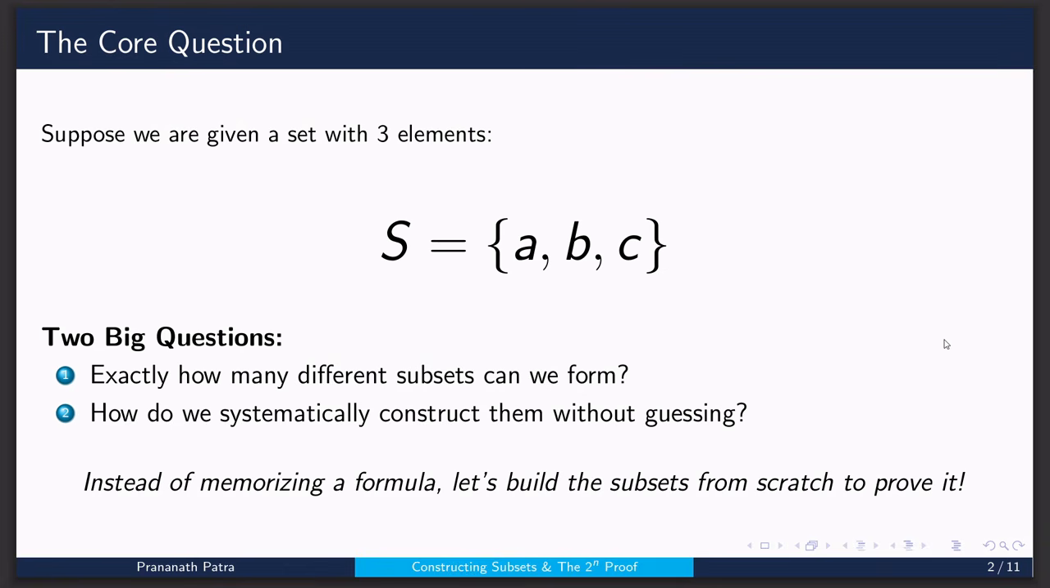Suppose we're given a simple set with exactly 3 elements. S equals {A, B, C}. This brings up 2 big questions. First, exactly how many different subsets can we form from this? Second, how do we systematically construct them without guessing? Guessing leads to missing pieces. So instead of memorizing a formula, let's build the subsets from scratch to prove it.